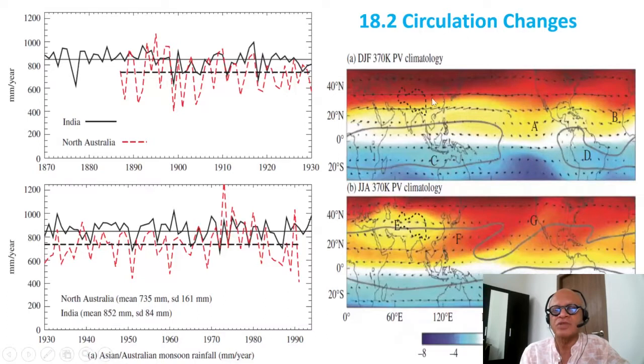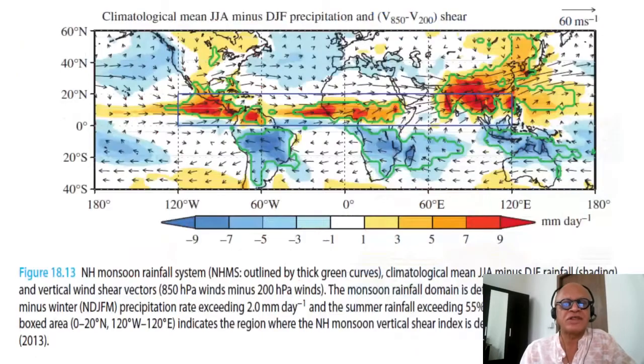We had talked about the Asian monsoon gyre and its impact on large-scale circulation in terms of this PV advection around it, the easterly jets, impact on the West African monsoon, and so on and so forth.